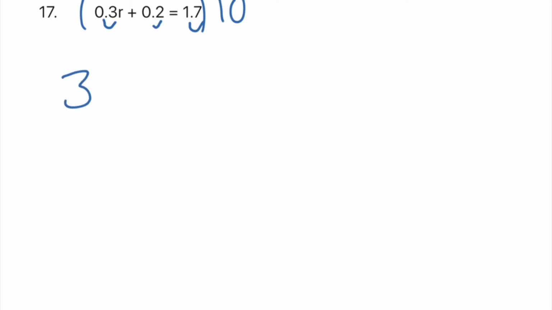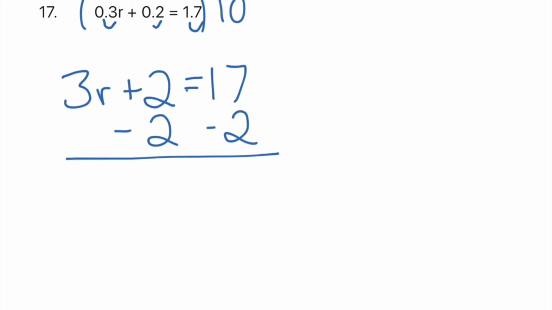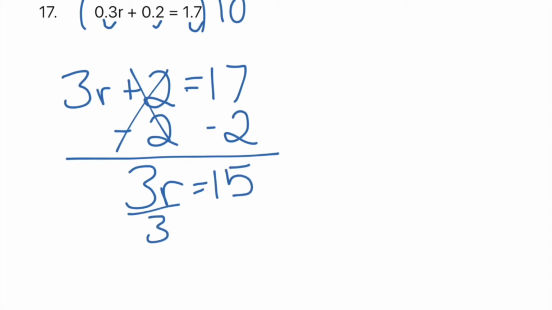So this first one just becomes 3r plus 2 equals 17. And that's much easier to work with. So we have -2 on both sides. And we have 3r equals 15. Divide both sides by 3, and we get r equals 5.